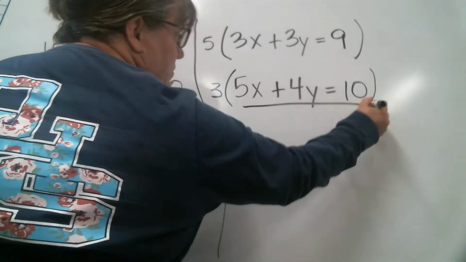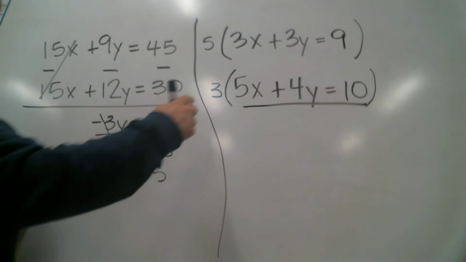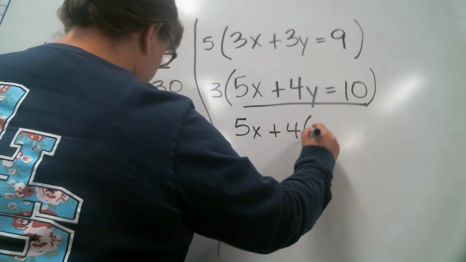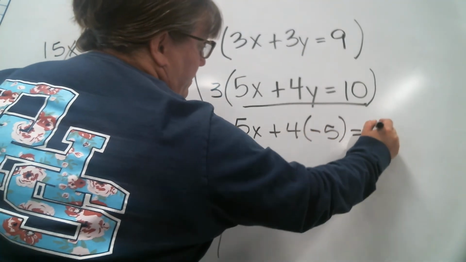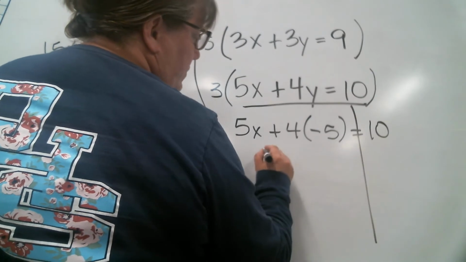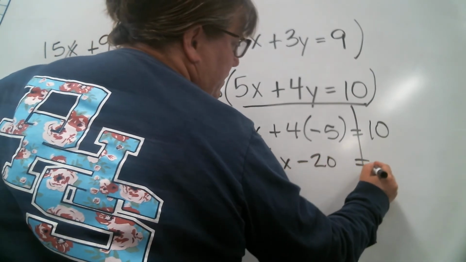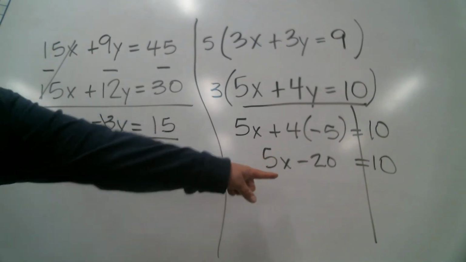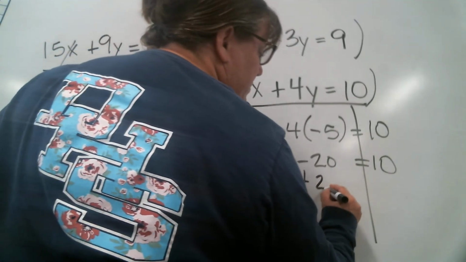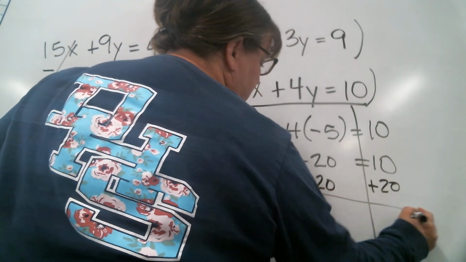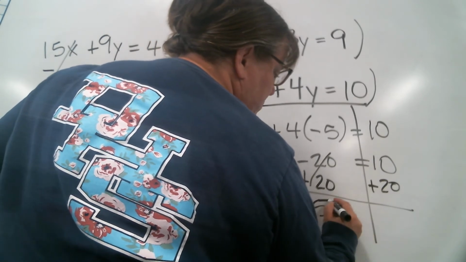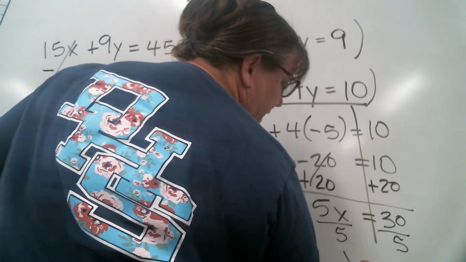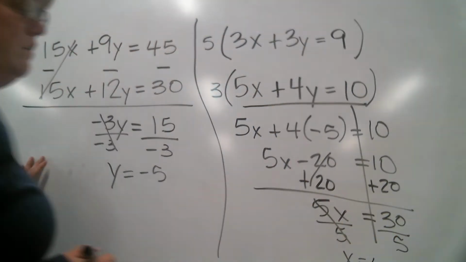I'm going to just choose this original equation right here so that I can put my work right below it. So I would have 5x plus 4 times negative 5 equals 10. So 5x minus 20 equals 10. I'm trying to stay out of your way so you can see. And then I'll have to add 20 to get it to move to the other side. And so I end up with 5x equals 30. And when I divide by 5, I get x equals 6.